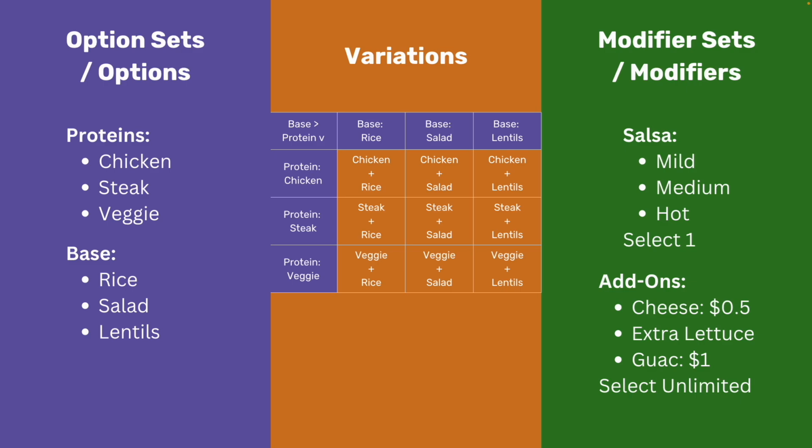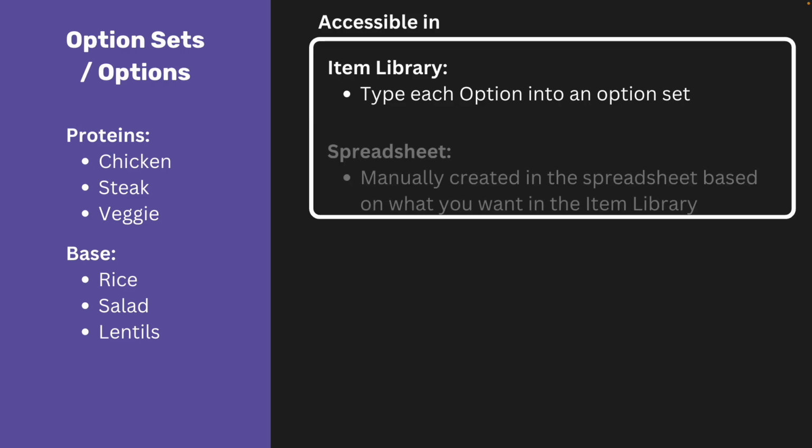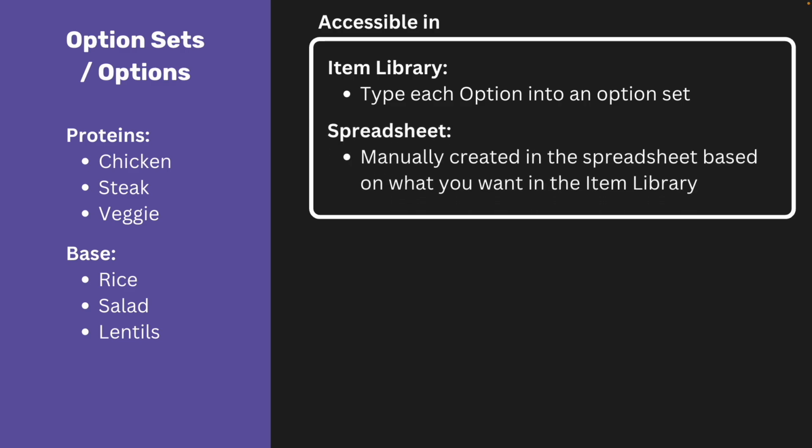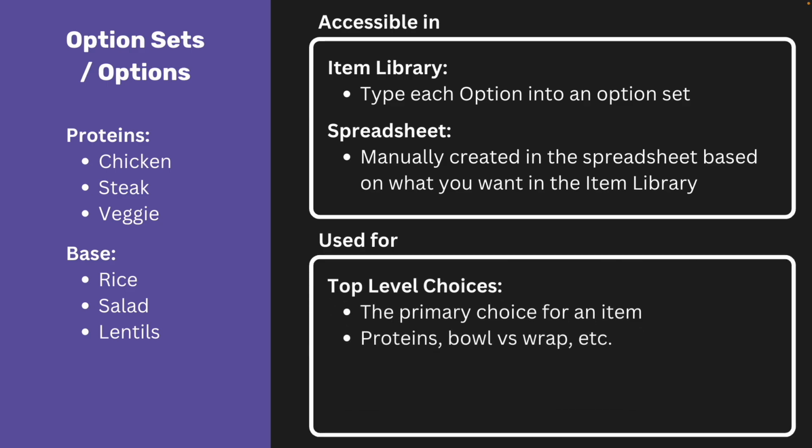Now let's talk specifically about option sets and options. Option sets and options are accessible via the item library, where we type each option into the option set. They're also accessible in the spreadsheet when we want to create or edit, of course. We can manually create and edit them in the spreadsheet based on what you want in the item library. And then they're used for top level choices. That is key. This is the primary choice for an item.